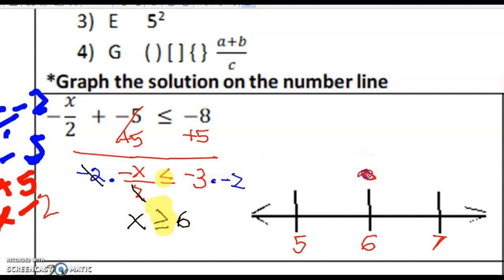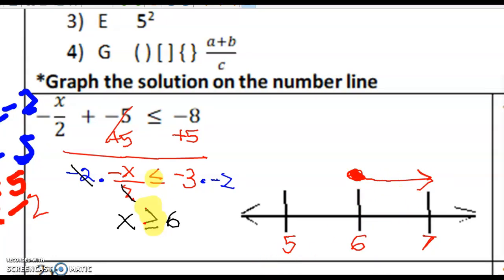That means I need to fill in my circle. And is the x the greater side or the smaller side? Well, it's opened up to the x, so it's the bigger side, and I'm going to go to the bigger numbers to the right. All right, let's try number 2.